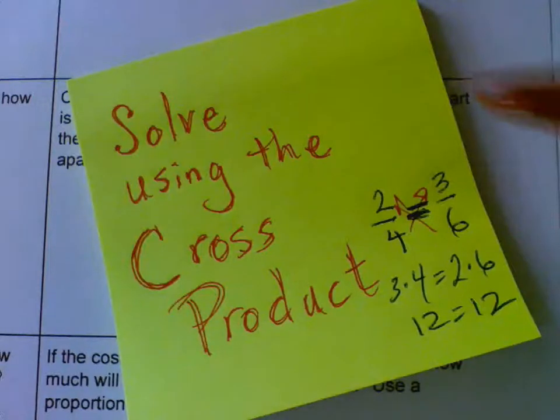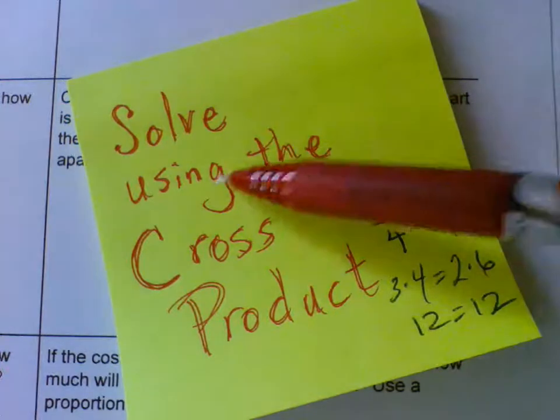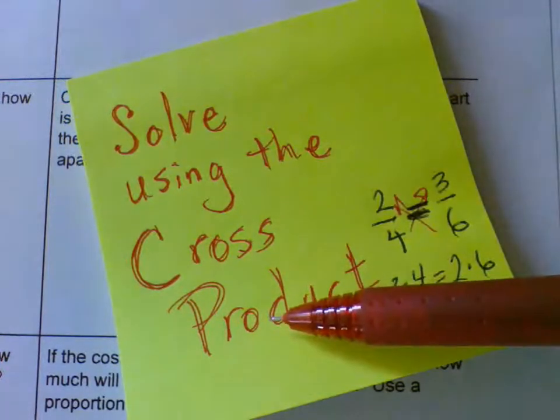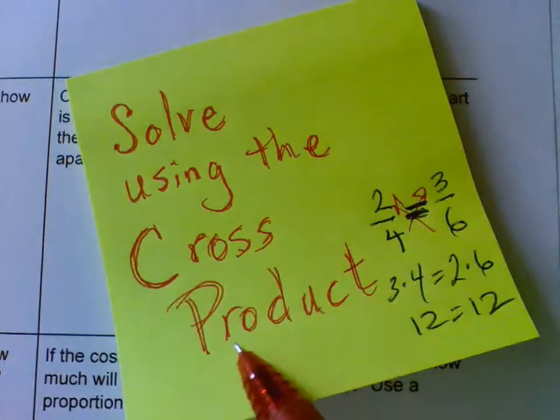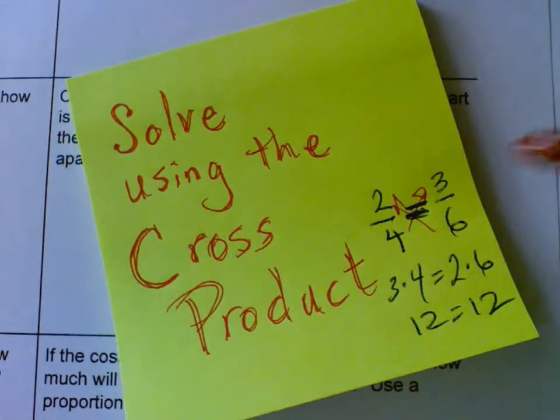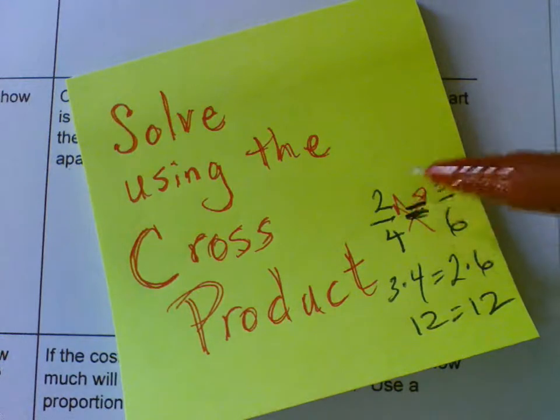Okay, we're back. This time we are going to solve problems using the cross product. So the cross product, we're going to use this method to solve, and it's going to take advantage of something that we are aware of. We're just using it differently.